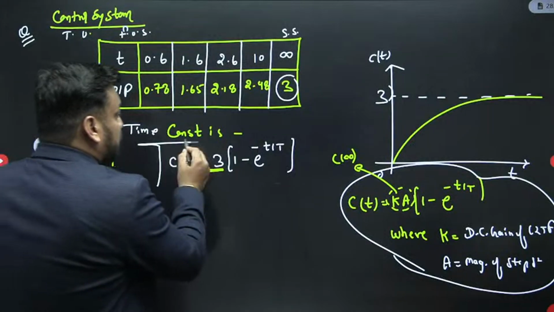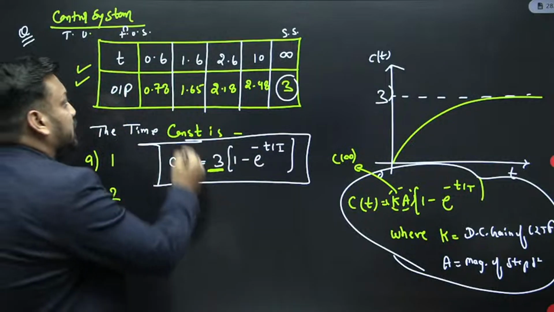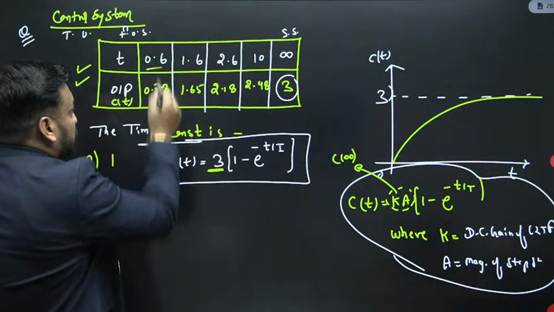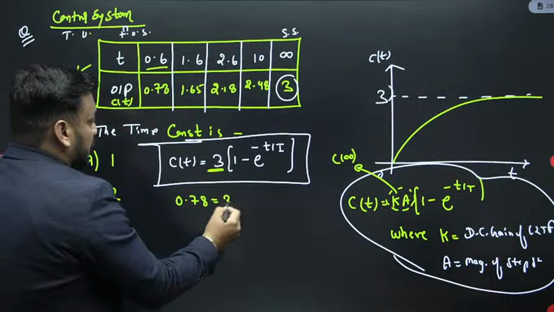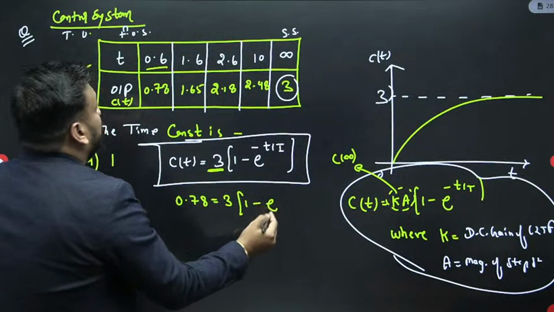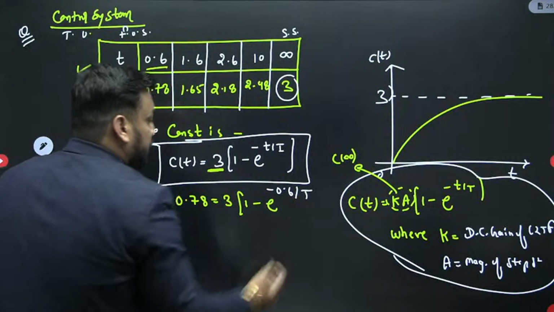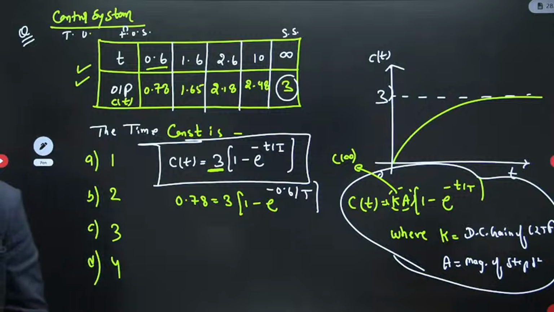Now in this equation, if I am looking for capital T, the time constant, I just need simple mathematics: apply the c(t) values. t and c(t) are given to you. If I put the first value, c(t) equal to 0.78, and here is 3, and 1 minus e to the power minus t, where t means I need to put 0.6, upon capital T. So if you simply divide with this, if you have the calculator, can you please divide?